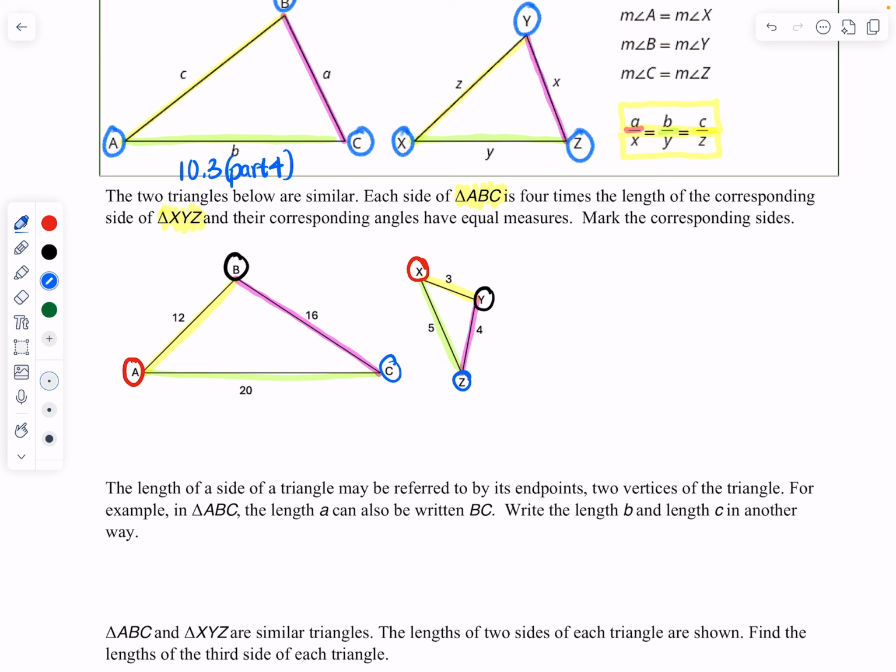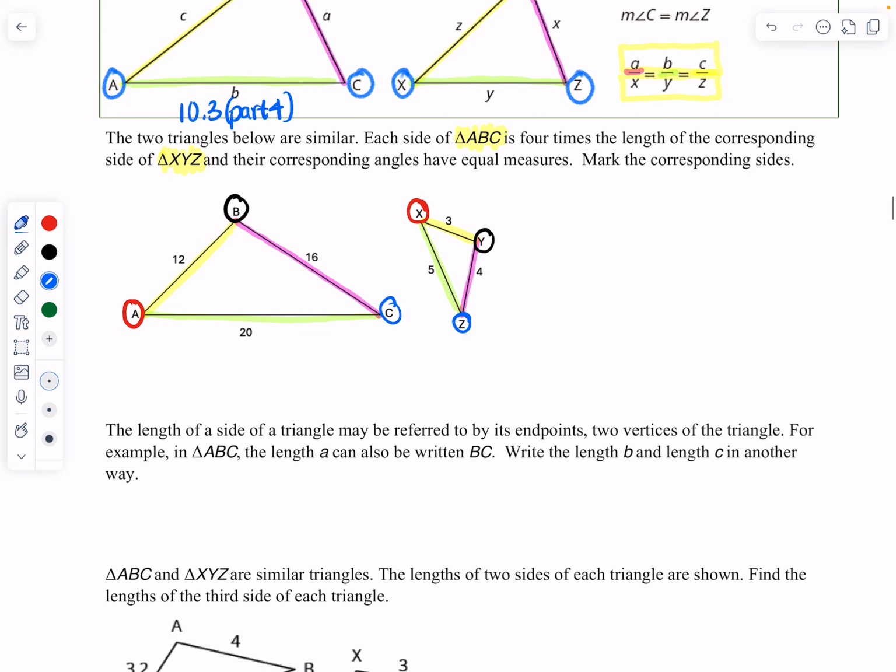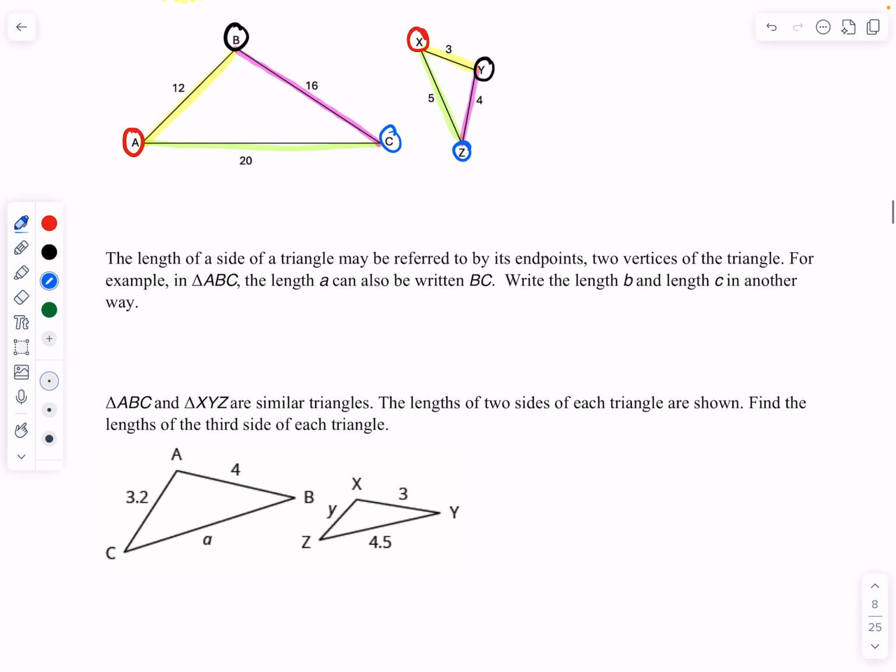So I color-coded everything for you, and I'd highly recommend getting colored pencils or markers or highlighters or something to do this, because it'll make your life much, much easier. So the lengths of the sides of the triangle may be referred to by its endpoints, 2 vertices of that triangle. For example, in triangle ABC, the length of side BC can also be written as BC. I kind of did that when I went through this. So it's just another way to name it.